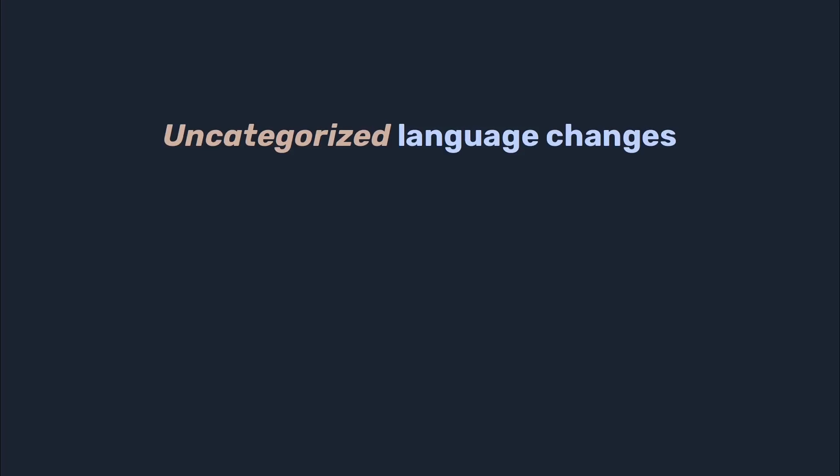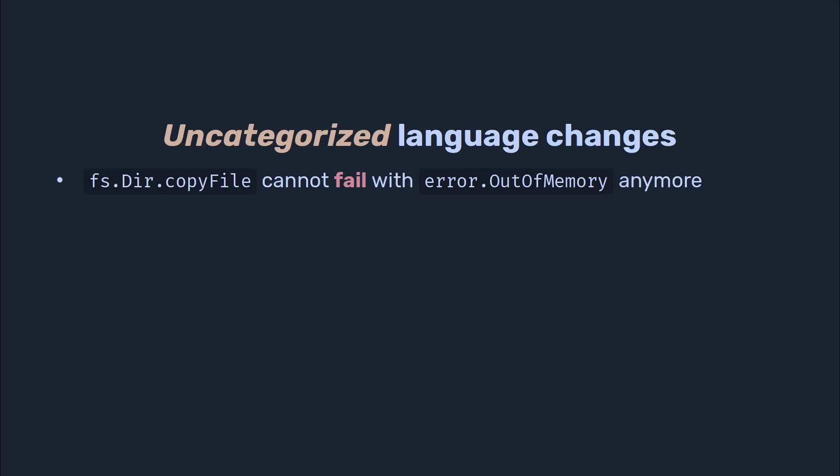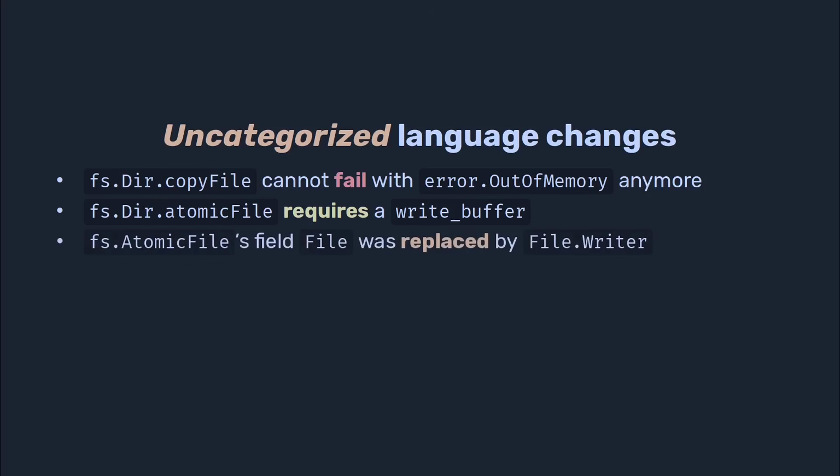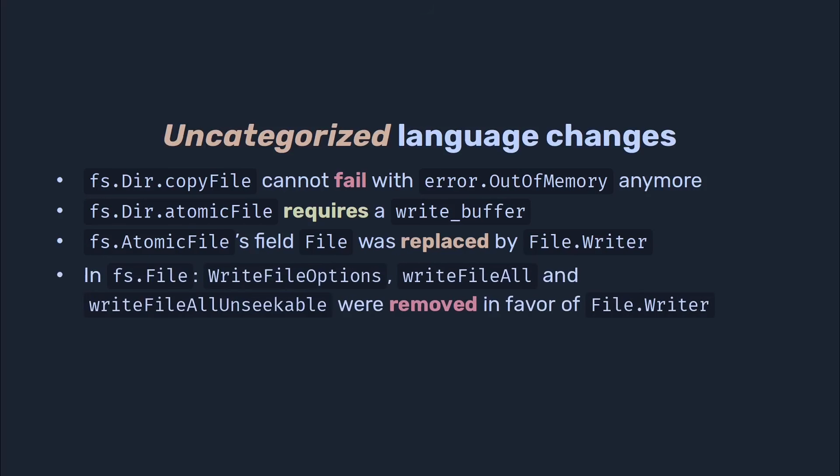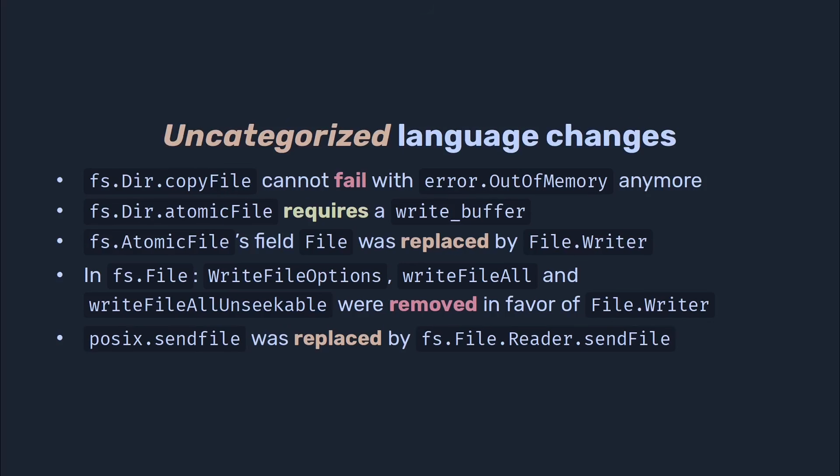And finally, some small uncategorized changes in the standard library. fs-dir copy file can no longer fail with error out of memory. Honestly, I wonder what allocation they removed there. fs-dir atomic file now requires a write buffer in the options. It's kind of a result of the Writergate. Like the next changes, fs atomic file now has a file.writer field instead of file. In fs file, write file options, write file all, and write file all unseekable, they were all removed in favor of file.writer. And finally, POSIX send file was replaced by fs file reader send file.